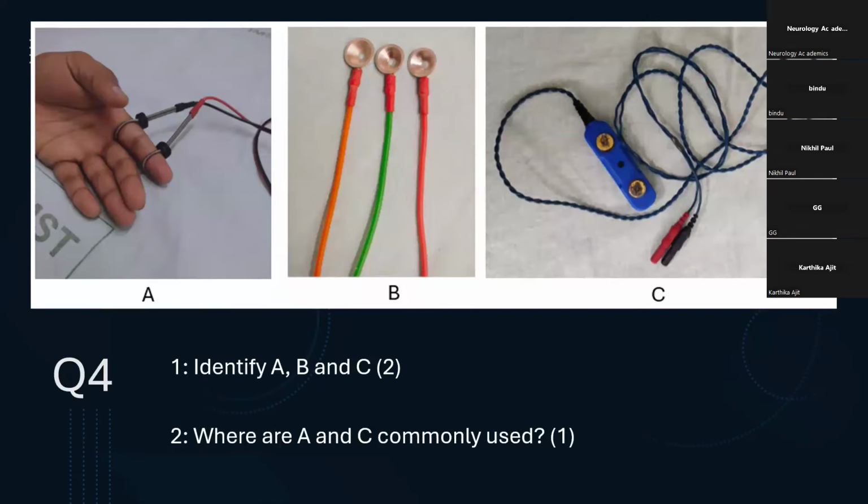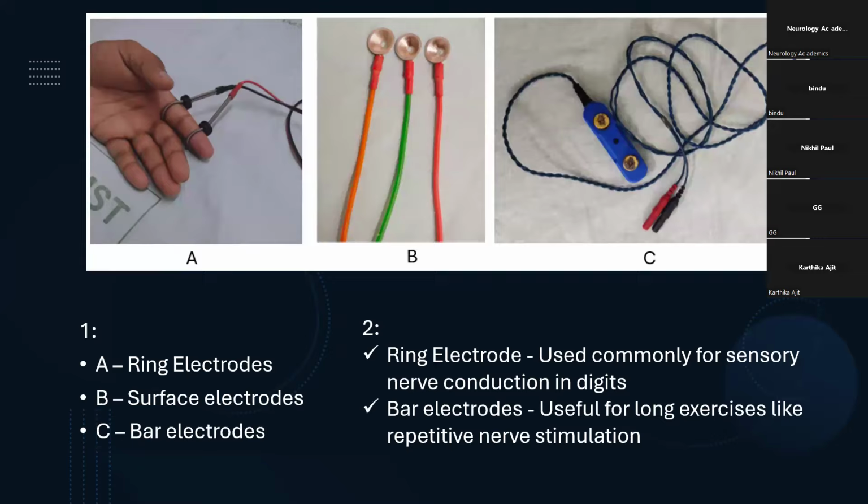The next question was to identify these electrodes A, B, and C, and where A and C were commonly used. A is the ring electrode, which is commonly used for sensory nerve conduction in the digits. B is a surface electrode, which we use for routine practice, and C is a bar electrode, which can be useful for RNS study.